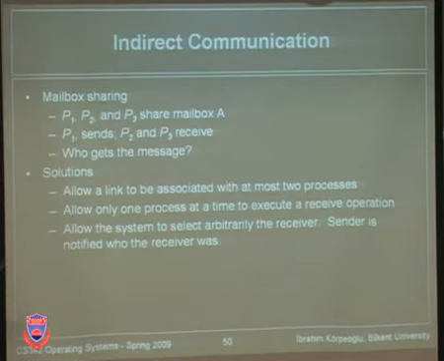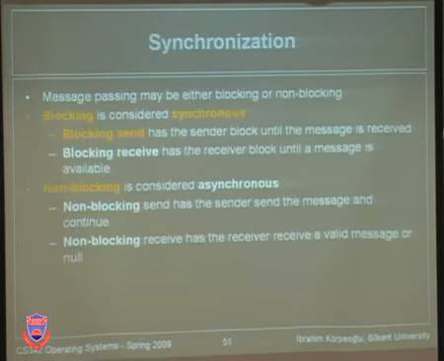Or the system may arbitrarily select a receiver. Then the sender has to be notified about who has received the message, because there is no guarantee which process will receive it. Whoever receives the message, the selection is done in an arbitrary manner, and the sender may be notified which process has received the message. So these are some of the solution alternatives that we are discussing about message passing.